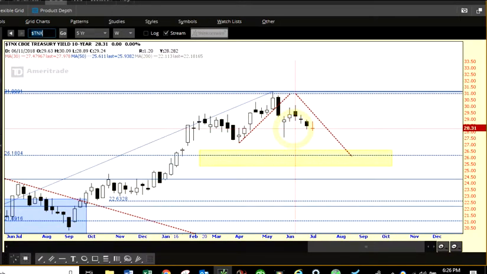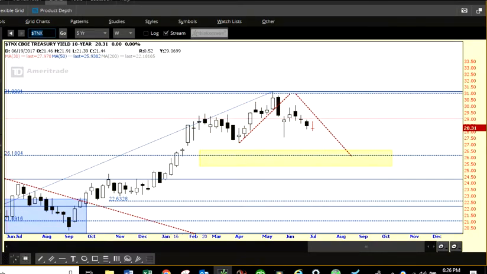Currently the 10-year is at 2.831. So that's a pretty decent pullback. And it does make sense that could coincide with the market sell-off. As the equities start to pull back pretty hard, money might flow out of equities and into the 10-year Treasury.